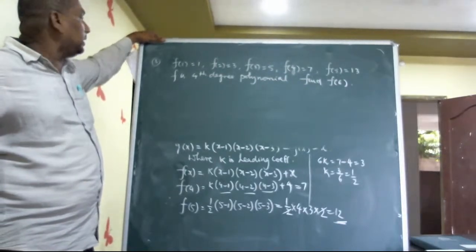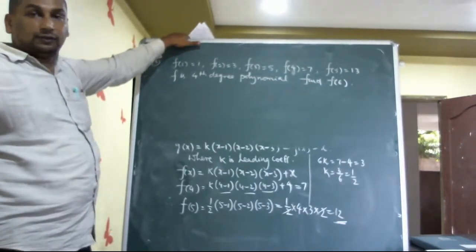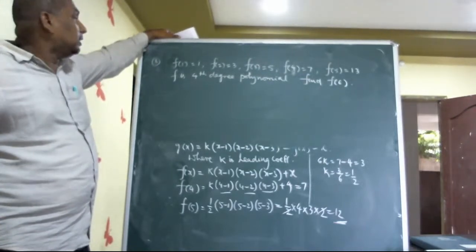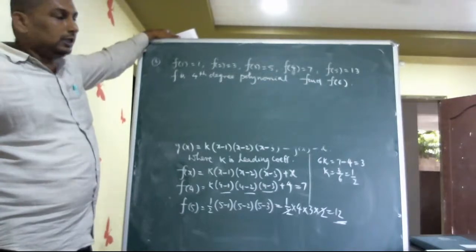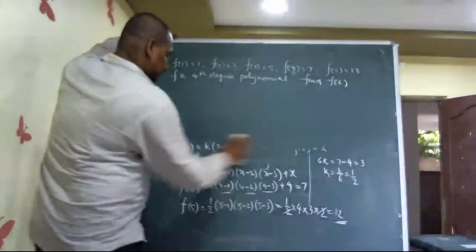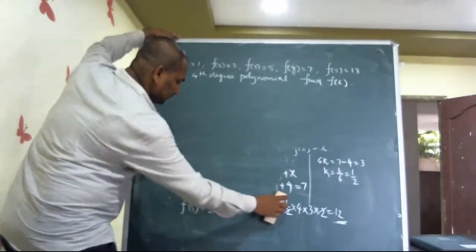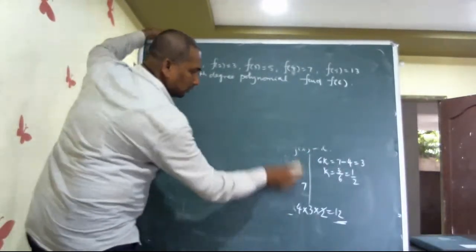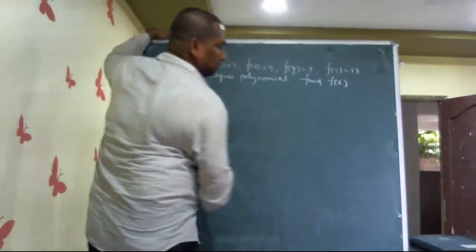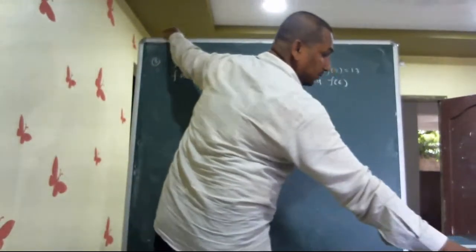Once go through properly, f of 1, f of 2, f of 3, f of 4 is given, and f of 5 also given, and it is a fourth degree polynomial. Then what is the value of f of 6? So, how many of you can solve this question? Please try yourself.